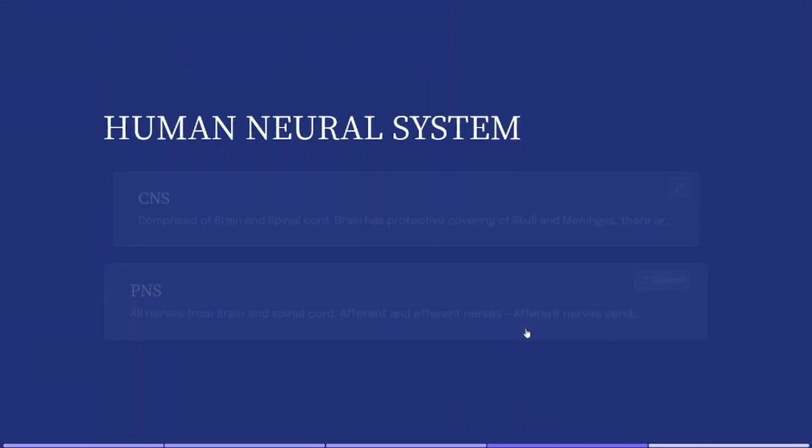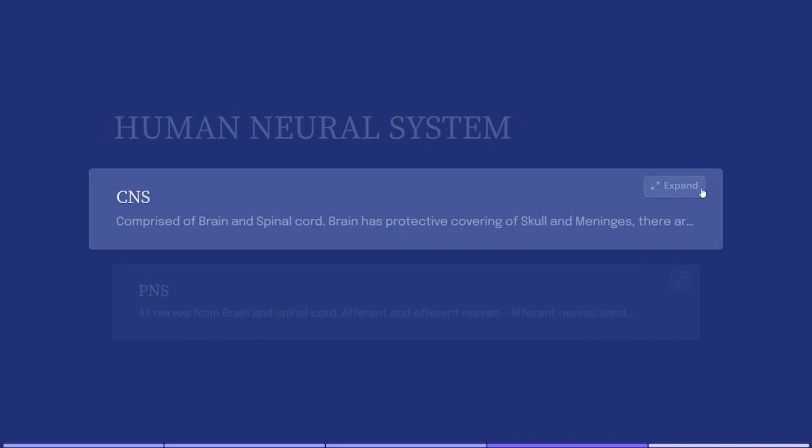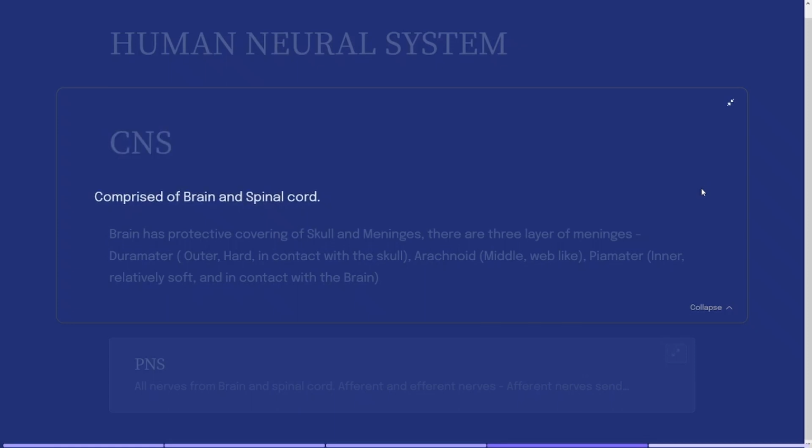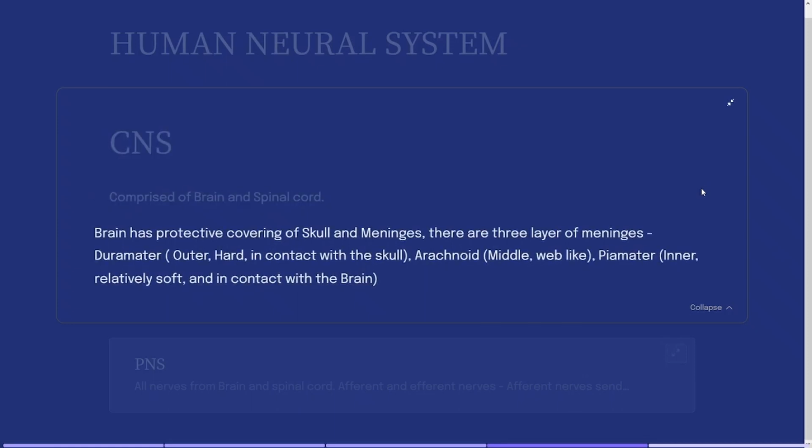Moving to the human neural system, this is very basic. There are two categories of nerves present in the human neural system. First is CNS, central nervous system, which is comprised of brain and spinal cord. We'll look into brain and spinal cord in part 2 of the video. In this we will go over the basics of the human neural system.